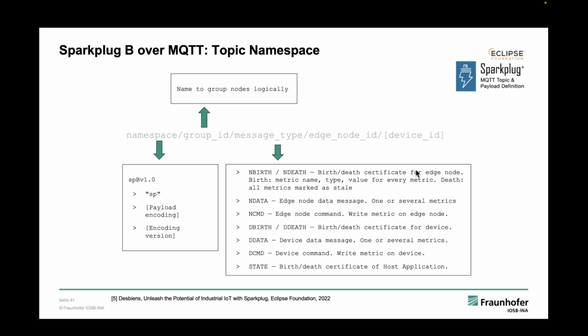We have data coming from these edge nodes. So that's the N in the beginning: node data, node command. And then we also have birth and death of devices. So these message types starting with D stand for device: birth and death, and data and command. And then we also have a state message type for our host, for our primary application. And we have another layer, the edge node ID and the device ID, to structure our topic namespace.